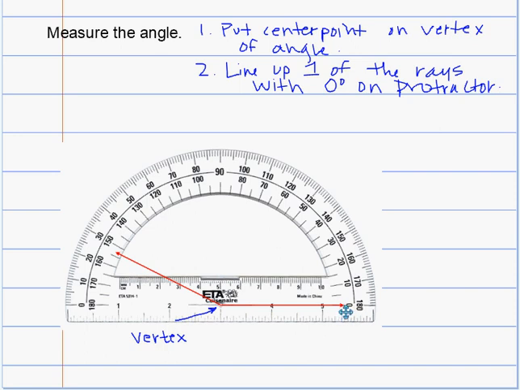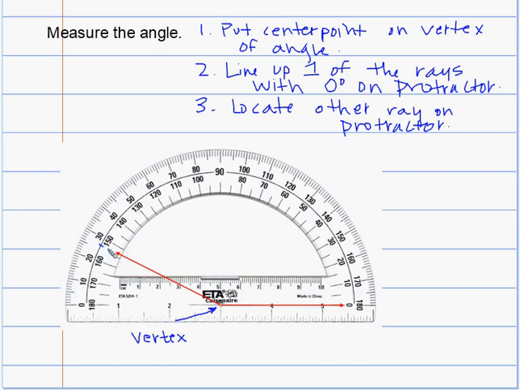So we have it lined up, and then we're going to find where the other ray intersects the protractor. Step 3: locate the other ray on the protractor. What do I mean by that? Well, we don't want to use this one. We want to use this one. So where does it fall on the protractor? Well, it falls right here. I'll make a little line here.